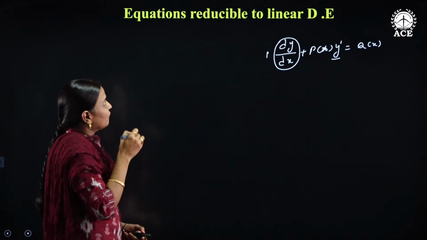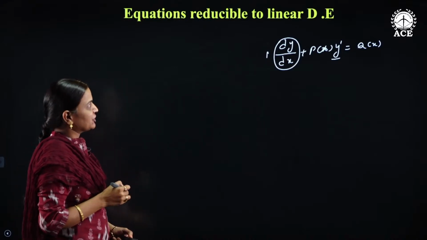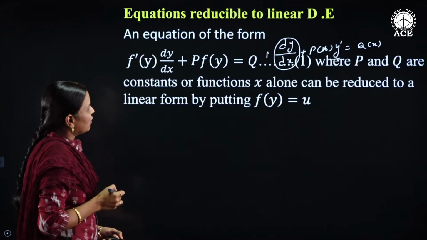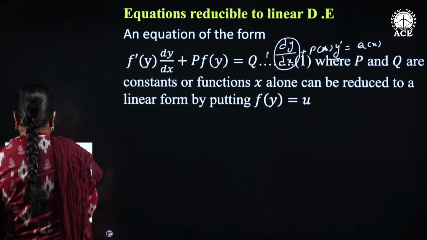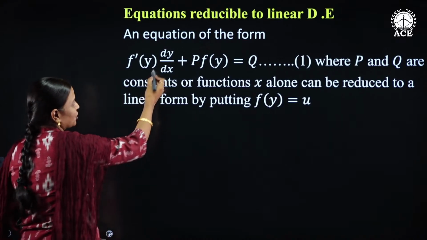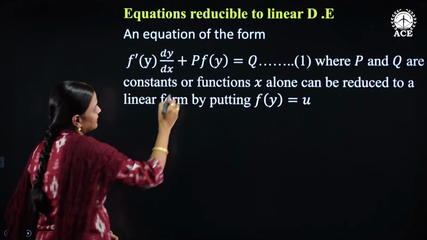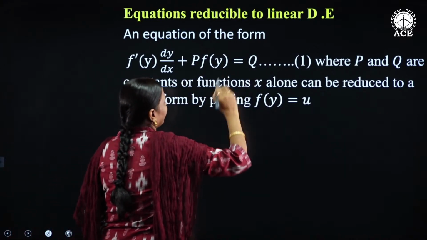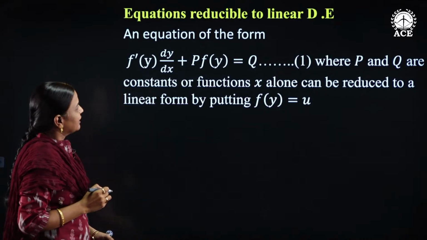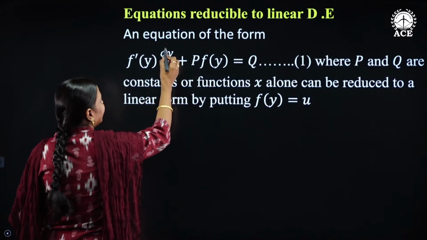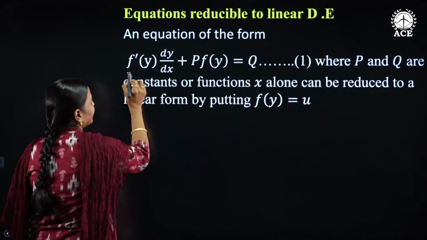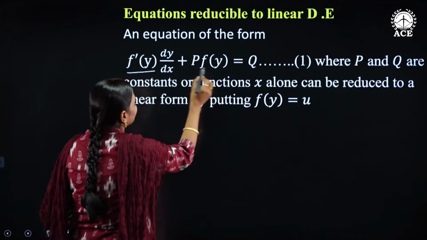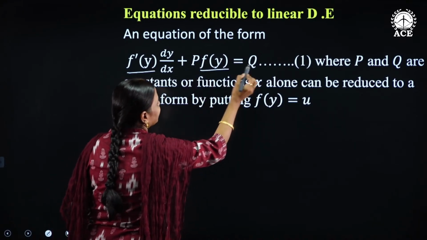Next, what are the equations which are reducible to a linear differential equation? What is the standard form of the differential equation? An equation of the form f dash of y into dy by dx plus p into f of y is equal to q, where p and q are either functions of x or constants. So here observe clearly, dy by dx has a coefficient f dash of y, and the p coefficient is f of y.